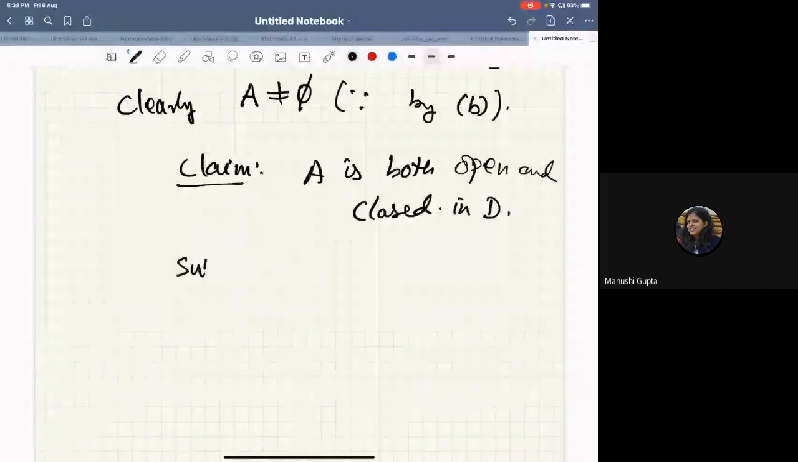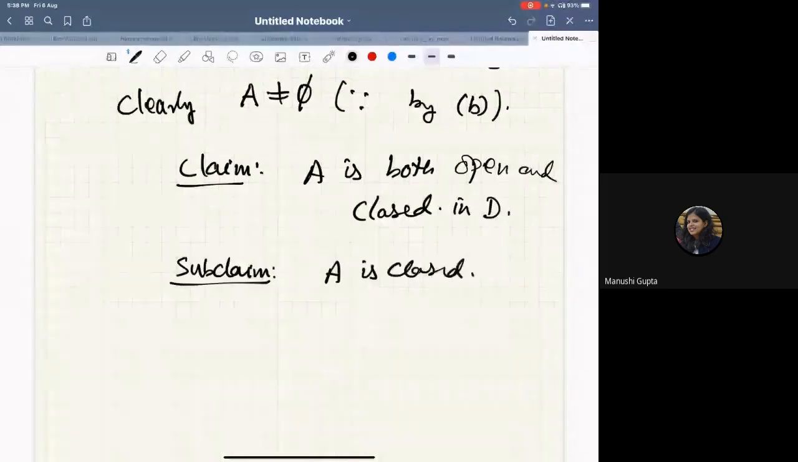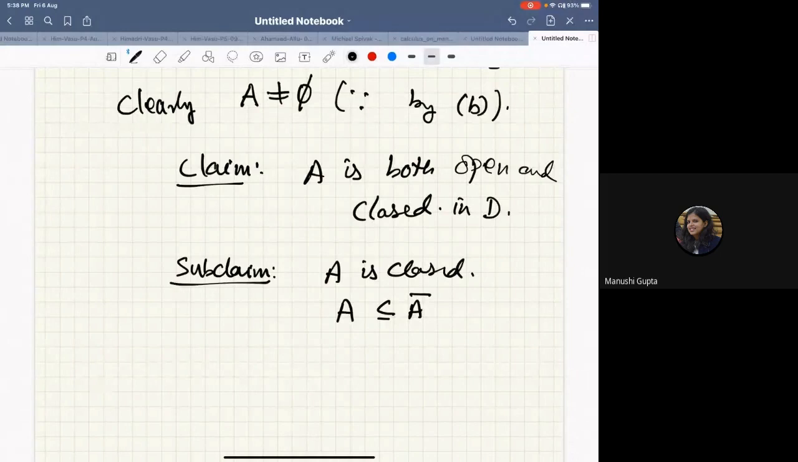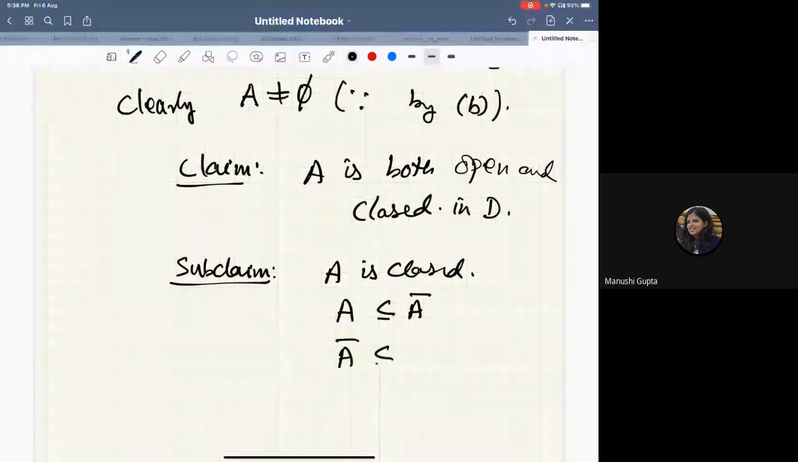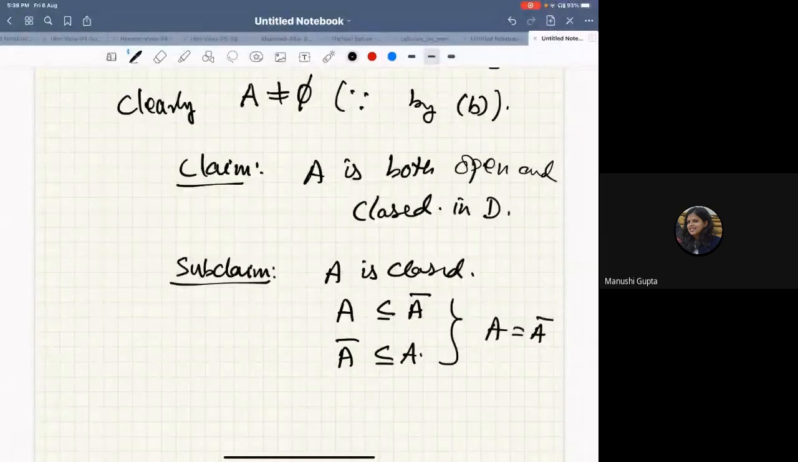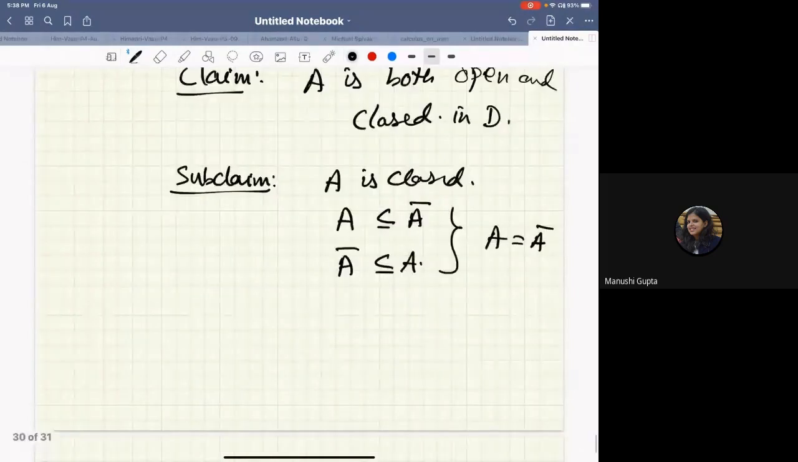Subclaim: A is closed. A is already a subset of A closure. Now we prove that A closure is a subset of A. This implies A equals A closure. Therefore, A is a closed set.